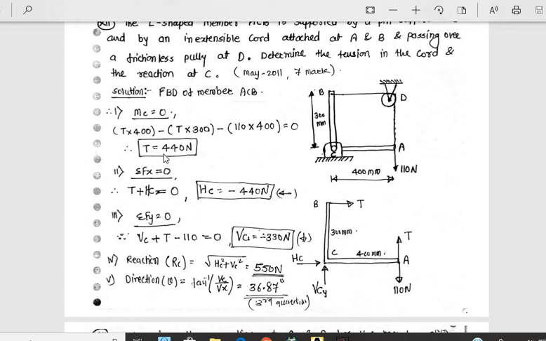Summation Fx is equal to 0. That is T plus Hc is equal to 0. Therefore Hc is equal to minus 440. Summation Fy is equal to 0. Vc plus T minus 110 is equal to 0. Therefore Vc is equal to minus 330 Newton. Resultant reaction is square root of Hc square plus Vc square, which is 550 Newton. And direction theta is Vc by Hc, that is 36.87.